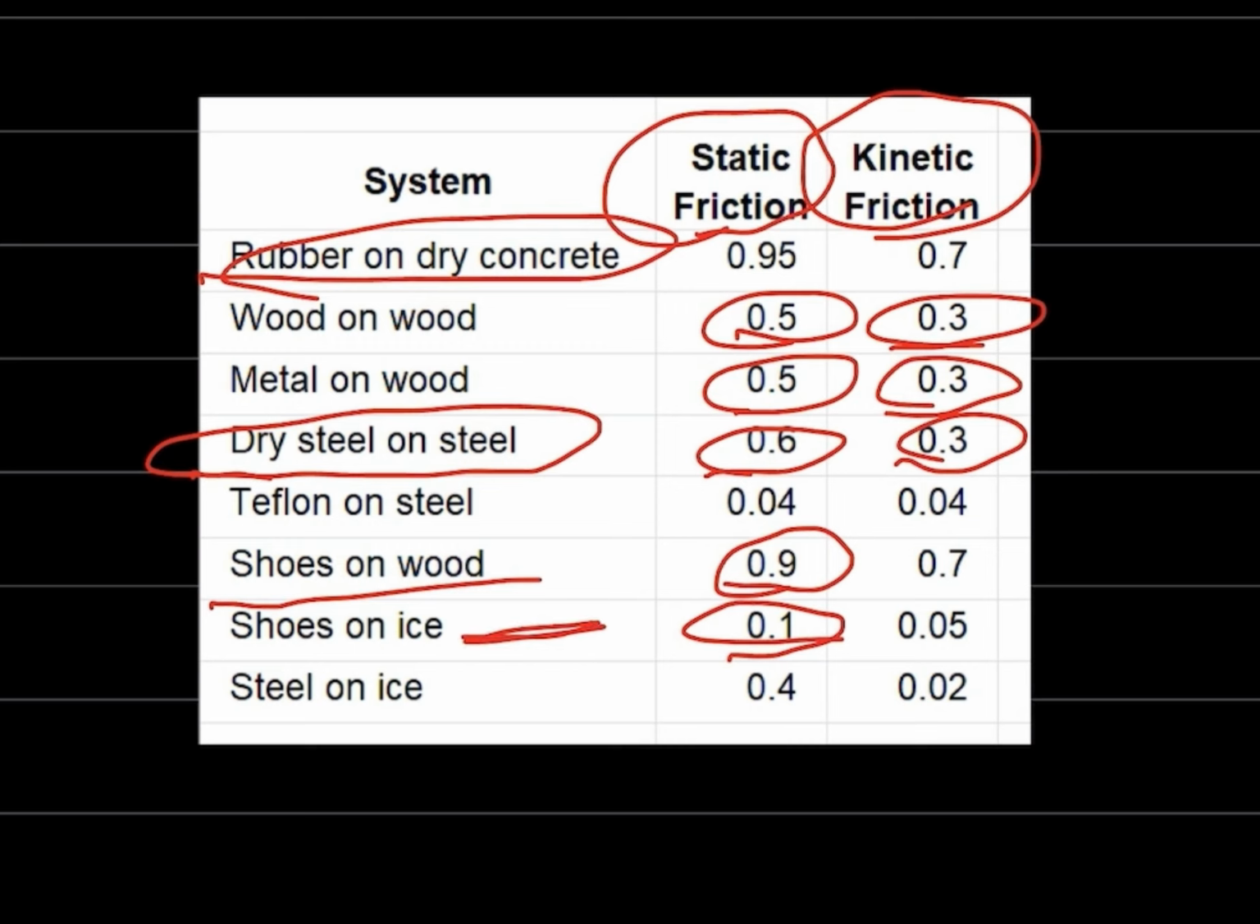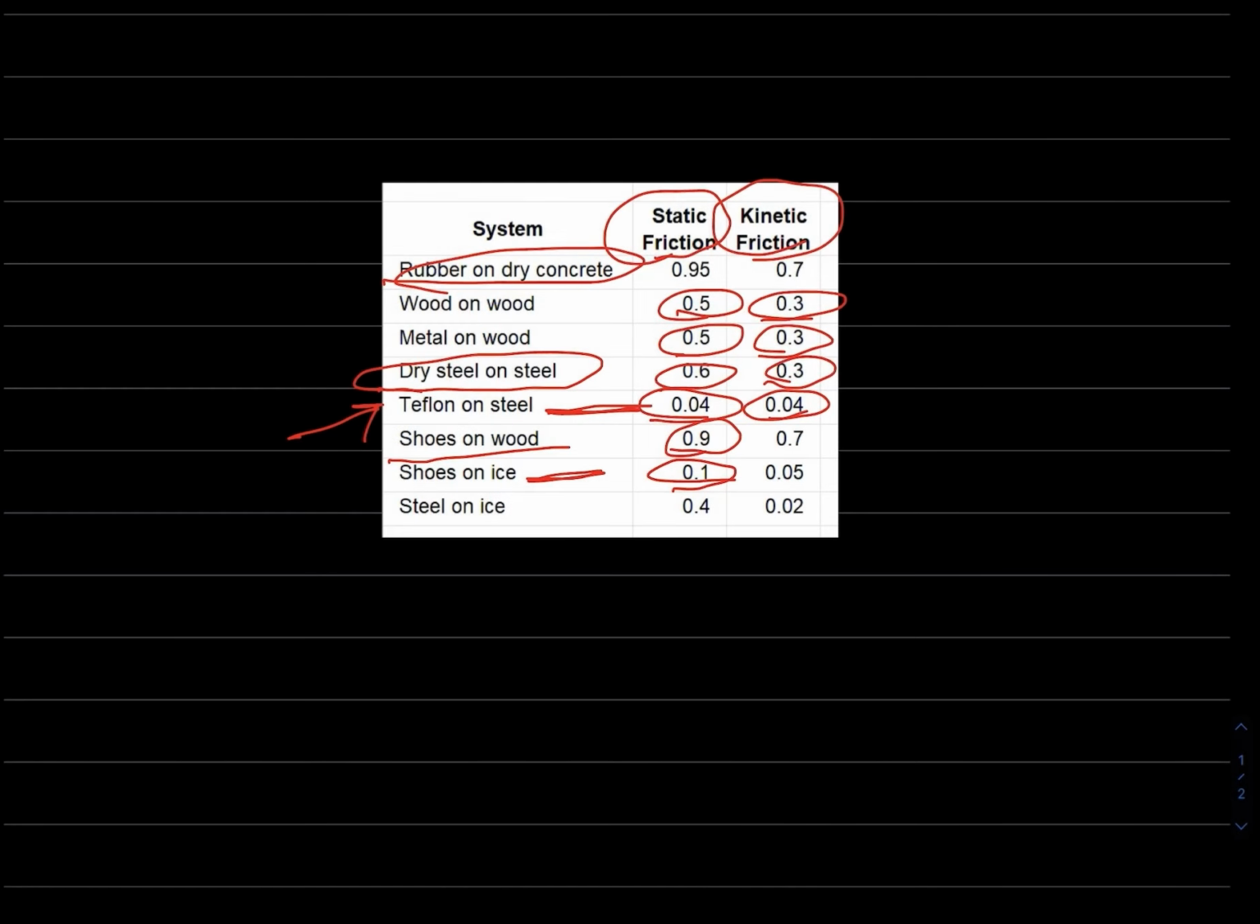Shoes on ice, Teflon on steel, very small coefficient of static friction and of kinetic friction, which means that with these two surfaces moving against each other, friction cannot develop a large force. That's what the coefficient means. So the coefficient of kinetic friction defines the exact amount of force that friction is applying against the applied force, against the motion of the object parallel to the surface.